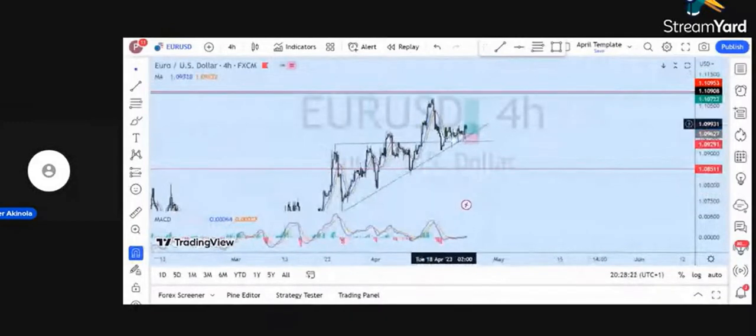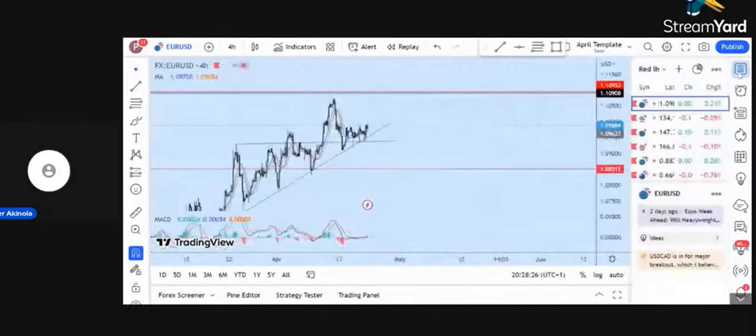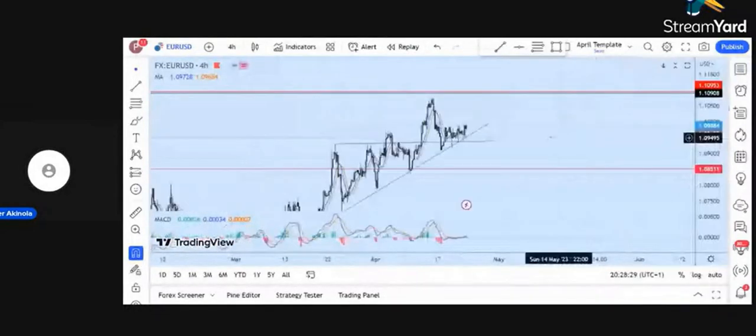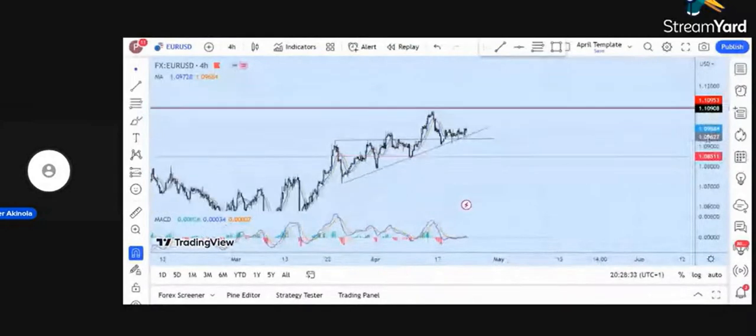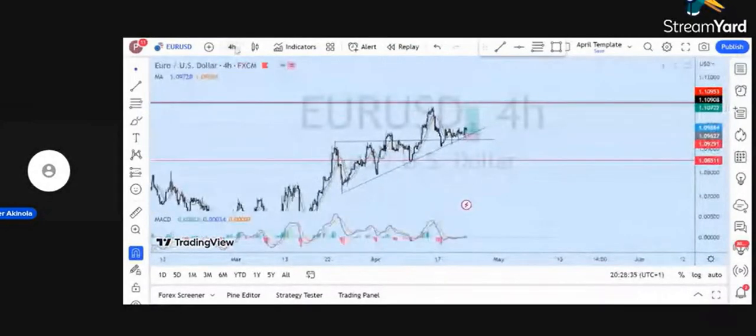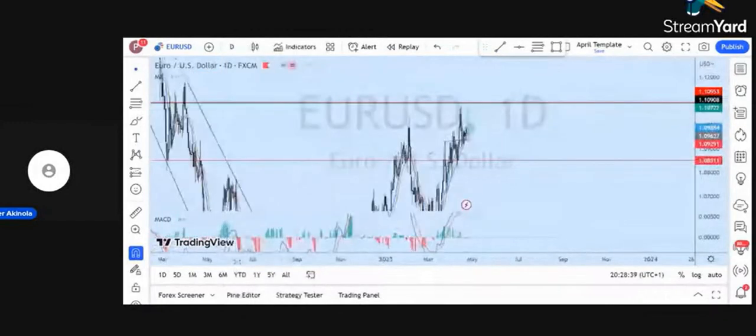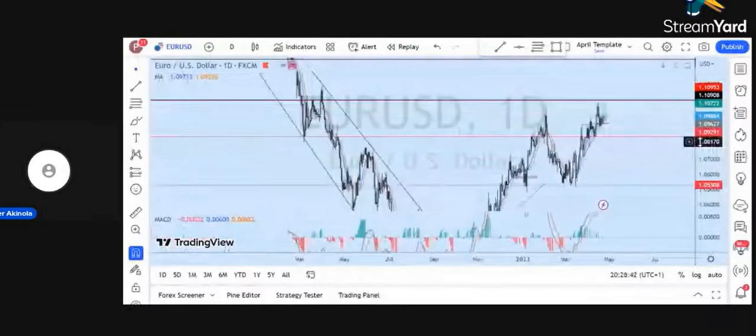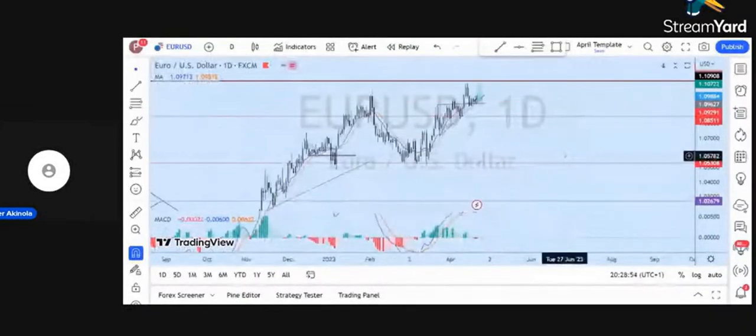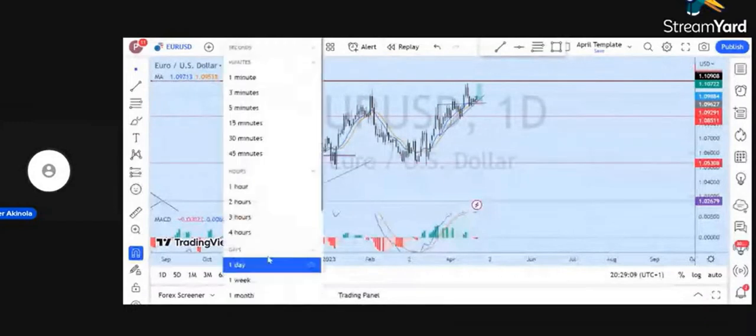Let's get started. I'm going to pick today's analysis starting with EUR/USD. As we can see on my chart, let me go back to what we had earlier. Let's go to the daily time frame. It's obvious that the sentiment on this pair is bullish. We can see that even the last daily candle closed bullish.